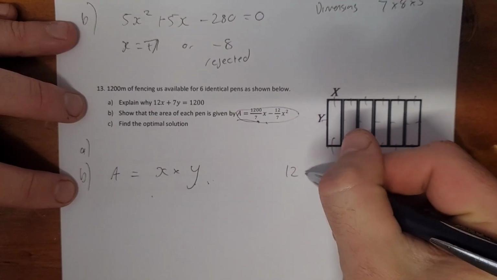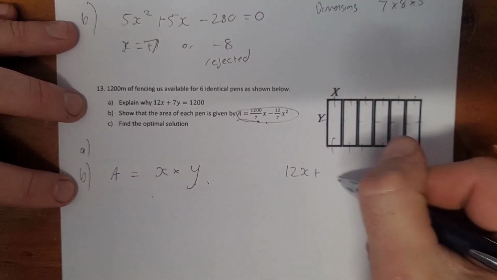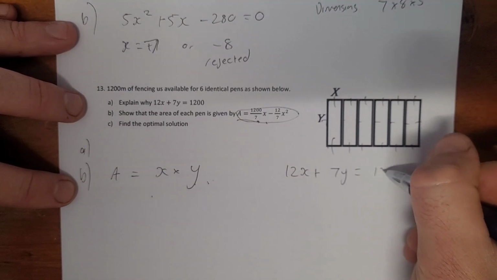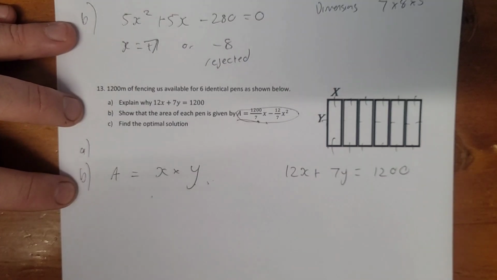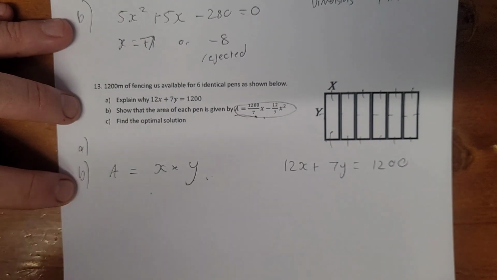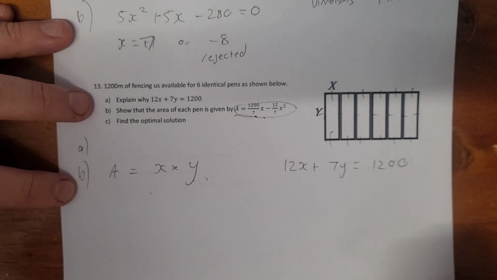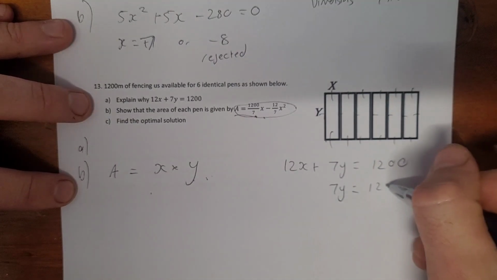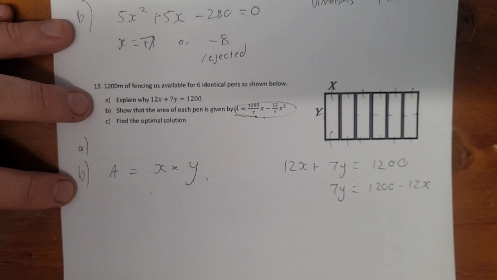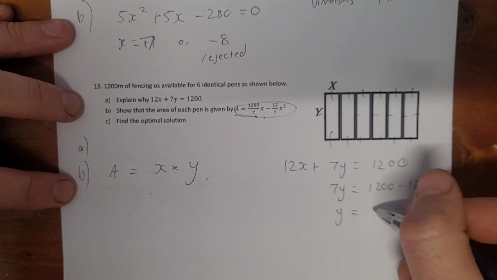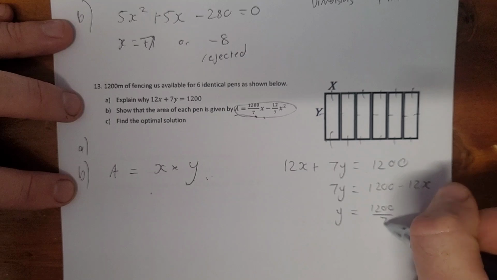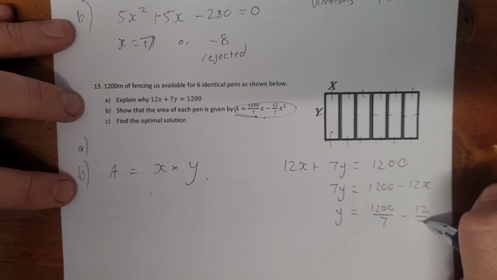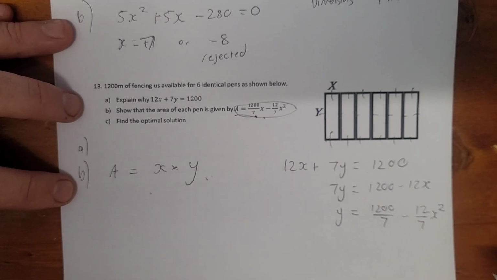So what we have to do with these ones is we have to take our initial equation that we had in A, and we have to manipulate this. Now, what I'm going to do is solve through for y. So the first thing I'm going to do is take away 12x from both sides, and then we're going to divide both sides by 7. Now what that would give us is 1,200 on 7, take away 12 on 7, x.